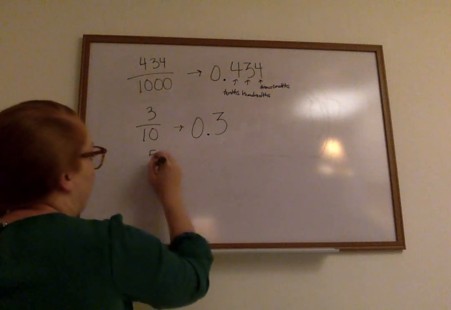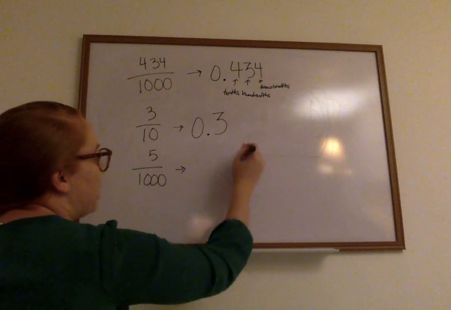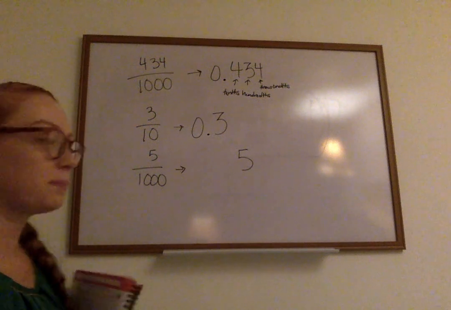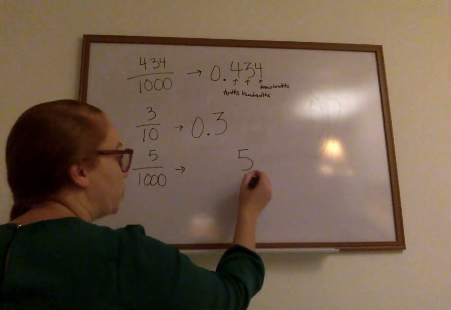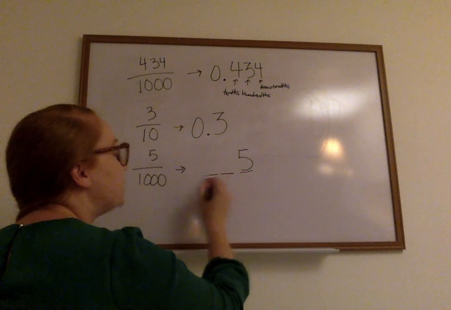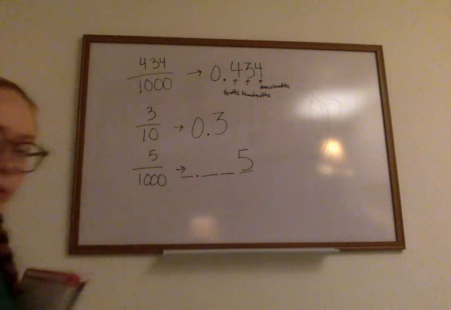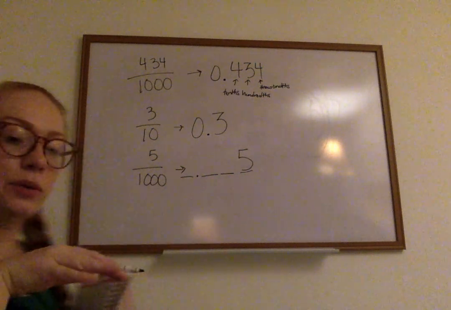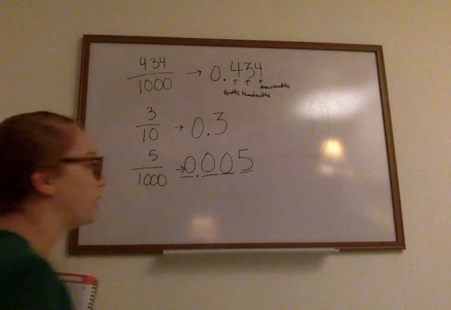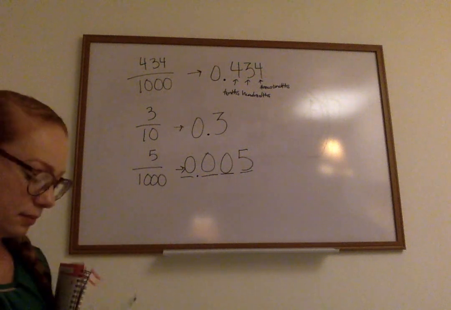Then if we have 5 over 1,000, I'm going to write my 5, and I'm going to think, okay, my 5 needs to be in the thousandths place. So let's see. This would be the thousandths. My next spot is the hundredths, then tenths, then decimal, then ones. All those open blanks I have, I'm going to plug in zeros to hold their place. Perfect. Now I know that my 5 is in the thousandths and it is in the correct spot.